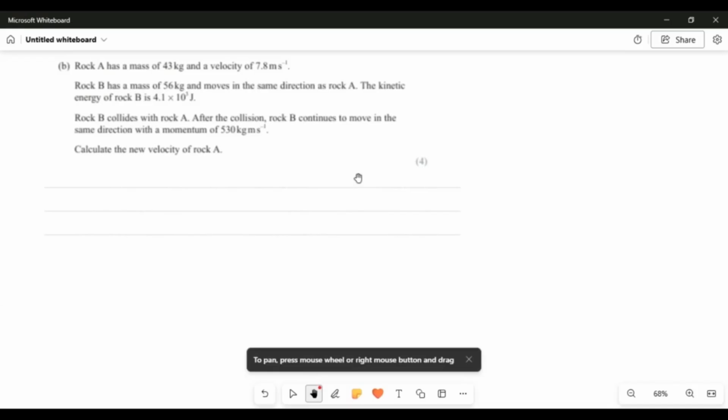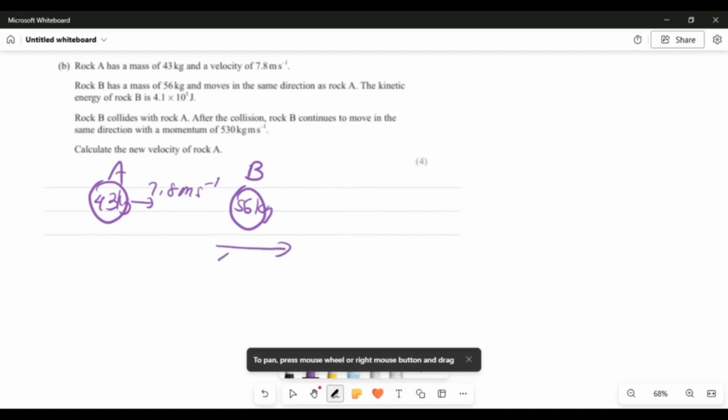Like in the previous questions, we shall sketch a diagram for this scenario. So there are two rocks, A and B. Rock A has a mass of 43 kilograms and moves with a velocity of 7.8 meters per second. And rock B has a mass of 56 kilograms and a kinetic energy of 4.1 times 10 to the power 3 joules. In the question, they are saying that both these rocks are moving in the same direction. We shall go forward in the question.